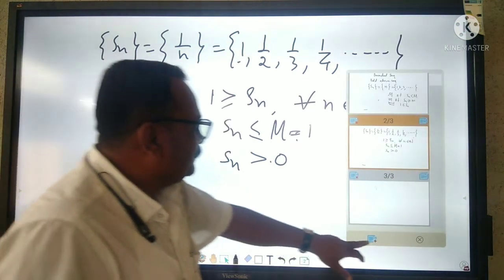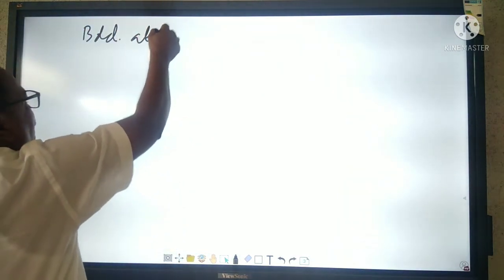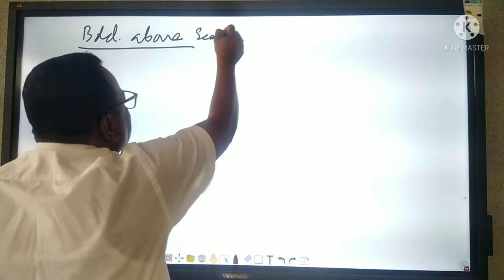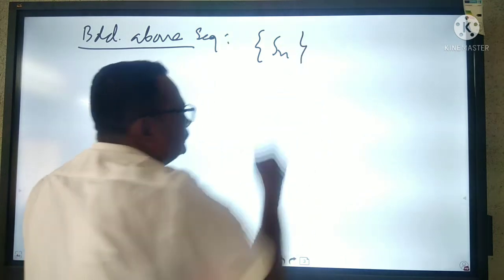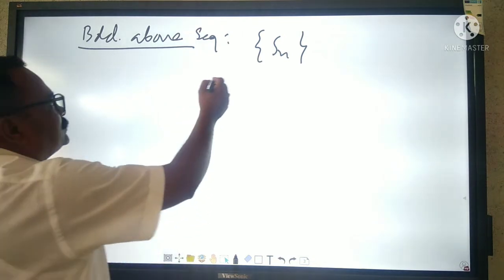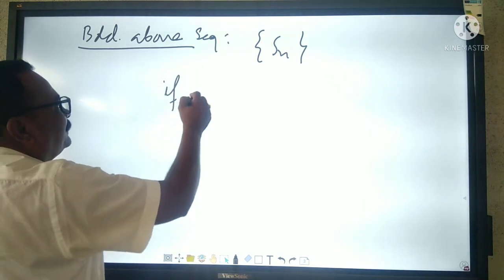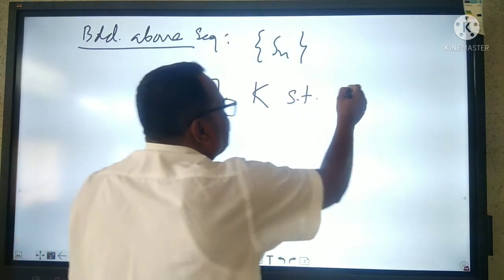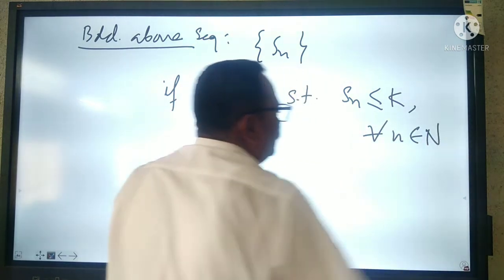See the definition now, the definition of a bounded above sequence. BDD stands for bounded. So what is the definition of a bounded above sequence? Consider the sequence Sn, a sequence of real numbers. The sequence Sn is said to be bounded above if there exists a number k such that Sn is less than or equal to k for all n belonging to N.